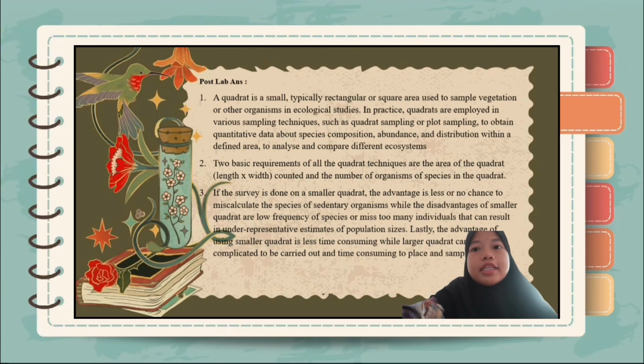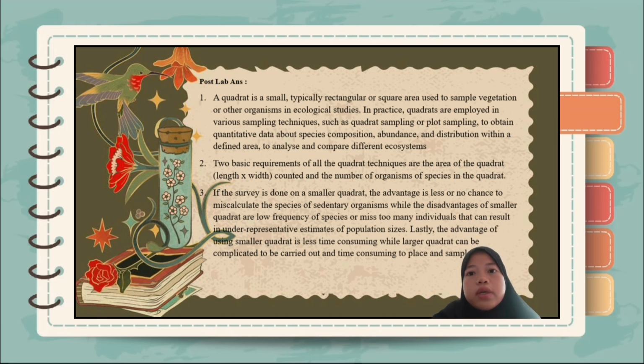First, a quadrat is a small or square area used for sampling vegetation or other organisms in ecology study. Quadrats are employed in various sampling techniques, such as quadrat sampling or plot sampling, to obtain quantitative data on species composition, abundance, and distribution. Second, two basic requirements of all the quadrat techniques. First, the area of a quadrat, and second, the number of organisms of a species in the quadrat.